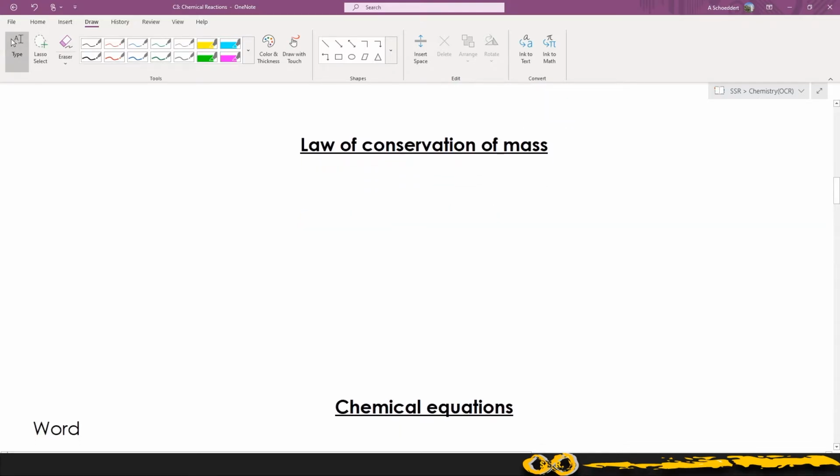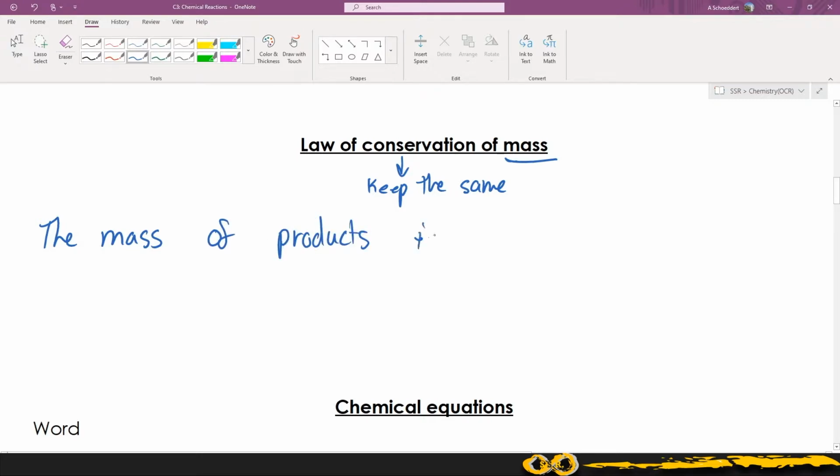Before we can move into writing our equations, we need to understand something known as the law of conservation of mass. Again, we can take a look at this term and see if we can understand what it might mean. Conservation would mean keeping something the same, and in this case, that thing that we're keeping the same must be the mass. The law of conservation of mass states that the mass of the products is equal to the mass of the reactants.